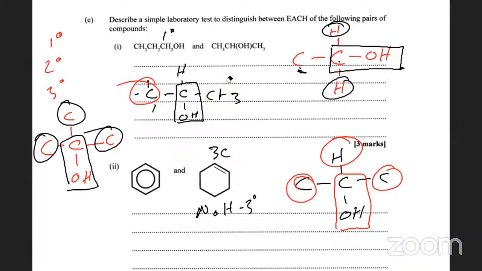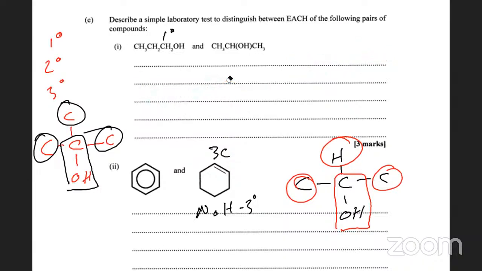Now, primary and secondary alcohols, they are oxidized by potassium dichromate, potassium permanganate, both of them. So we cannot use potassium permanganate or potassium dichromate. Oh, this was not ethanol. This was propanol. So you would do the iodoform test. And the main reagent for this is NaOH and iodine. So if you want to distinguish primary and secondary, you can use the iodoform test.